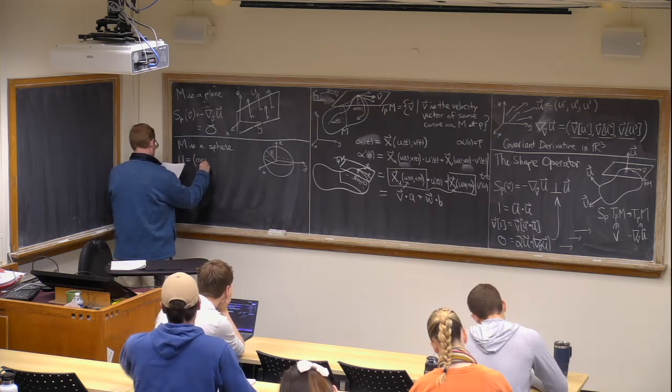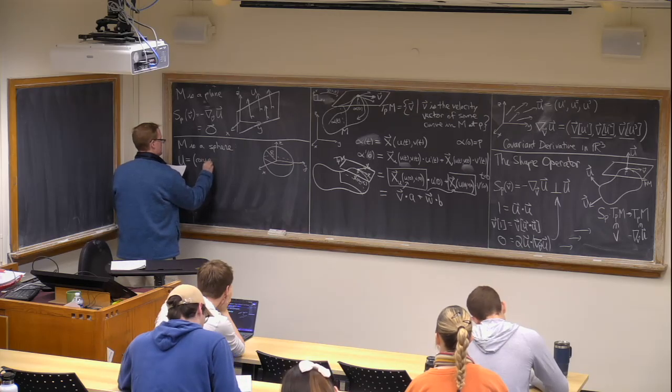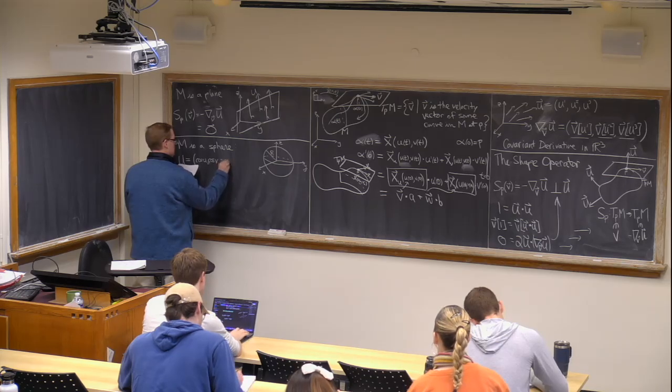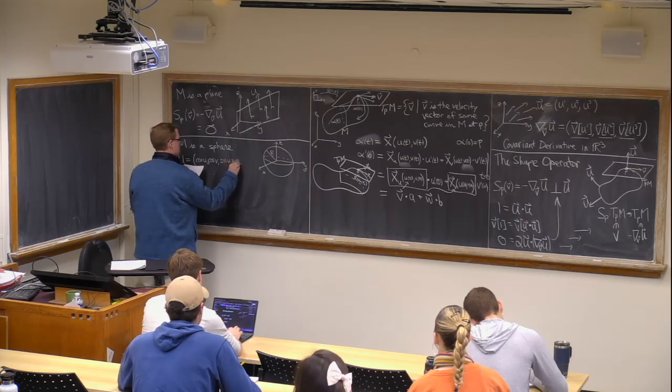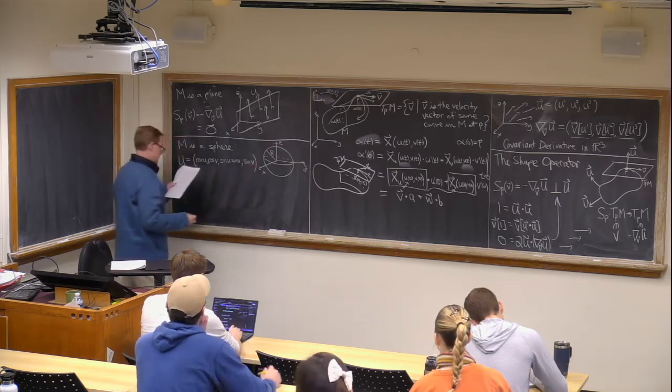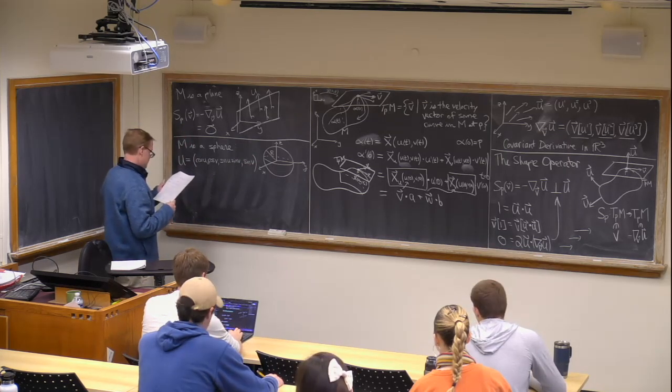cosine u times cosine v, comma, sine u cosine v, comma, sine v. You guys can check me. Hopefully, I think that's what we got last time.